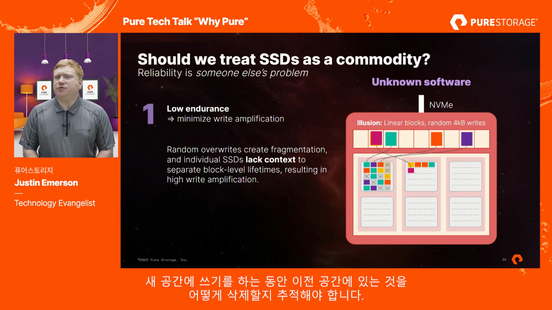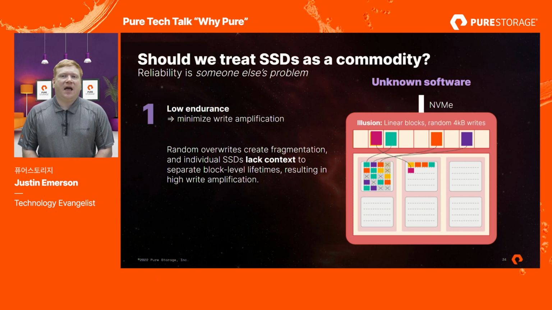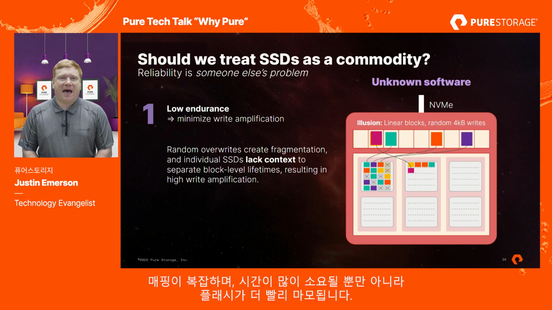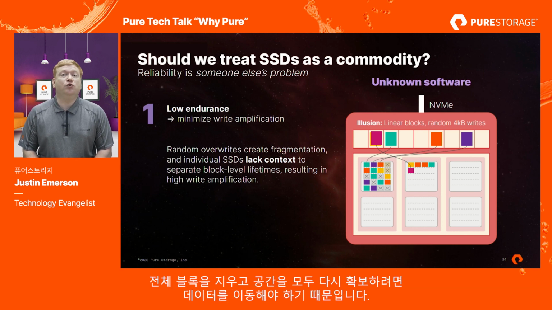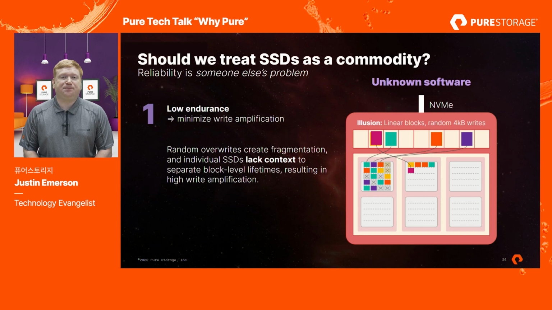And when I write it into new space, I have to then keep track of how do I get rid of what's in the old space. And so what that does is it creates garbage. It creates data to which there is no longer any reference. And that mapping is not only complicated and time-consuming, but it also wears out the flash faster because you have to move data around in order to erase a whole block and thus free up all of that space.